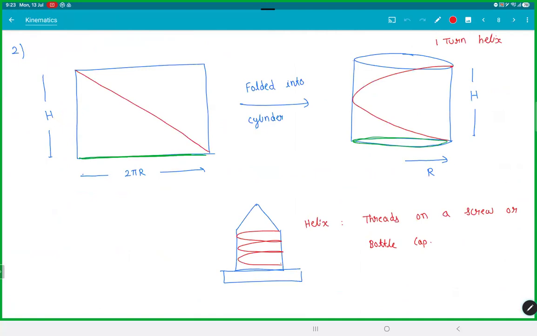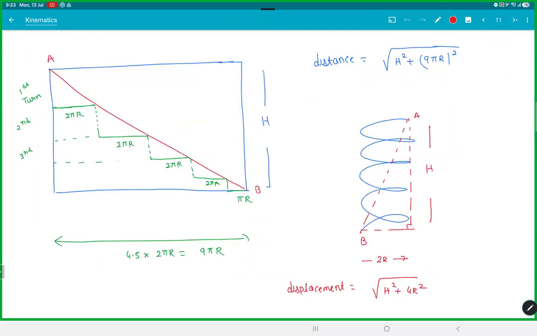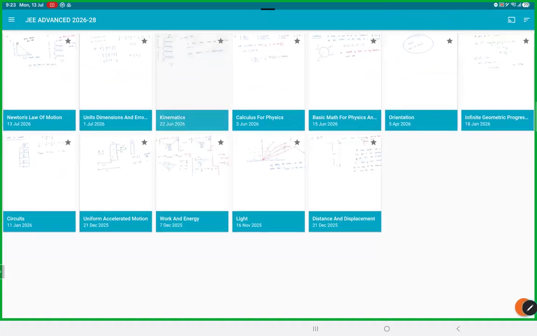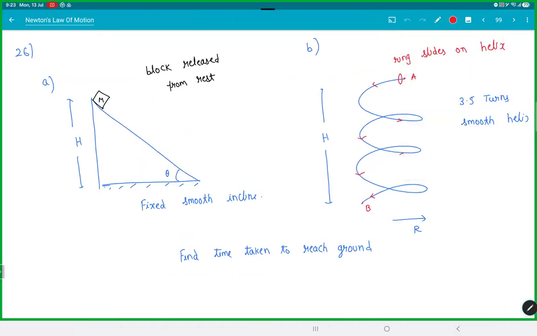If you take a rectangle and draw a diagonal, and if you fold the rectangle into a cylinder, the curve you get is a helix. So basically, when you open the helix, it becomes like a diagonal of a rectangle. Means it becomes an incline, isn't it? The ring will think it is like an incline. That was the idea. You have to convert the helix. This is page 10, kinematics. I'll put it there. You should refer to this in case you forgot about a helix.